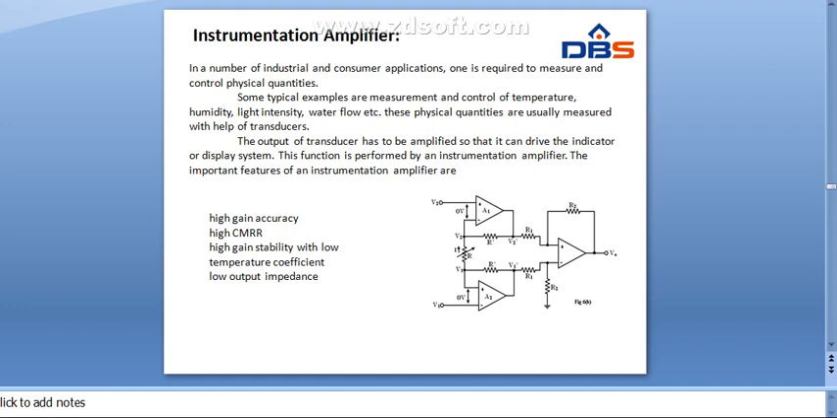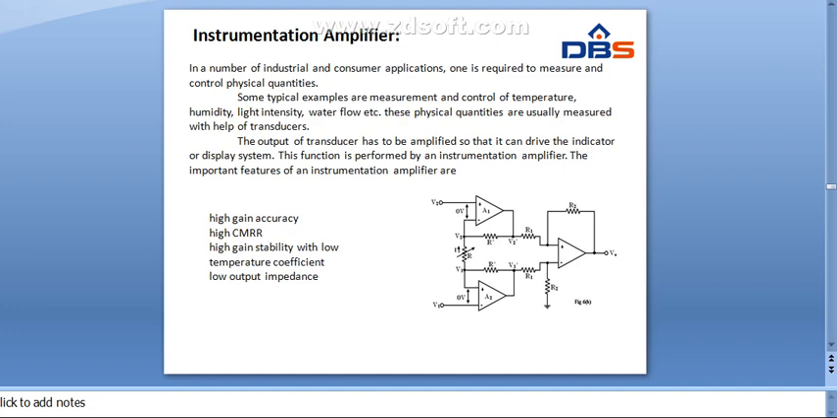The instrumentation amplifier must amplify only the differential input, and completely reject the common mode signal. The common mode signal means noise. So it has to reject the common mode signal and amplify only the differential mode signal. So that's why the CMRR must be high.